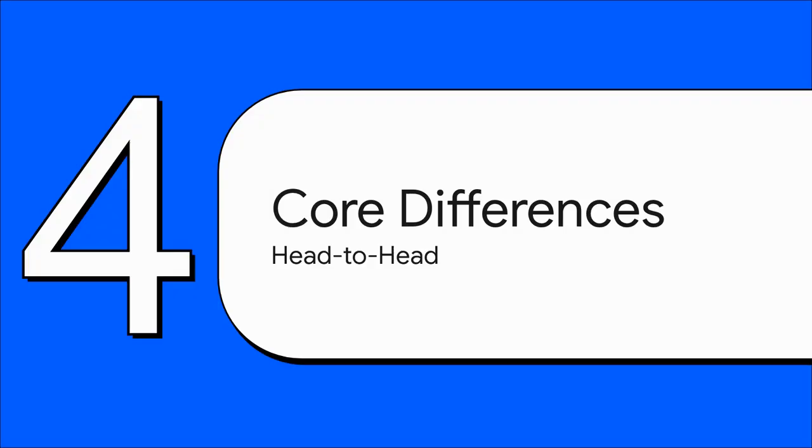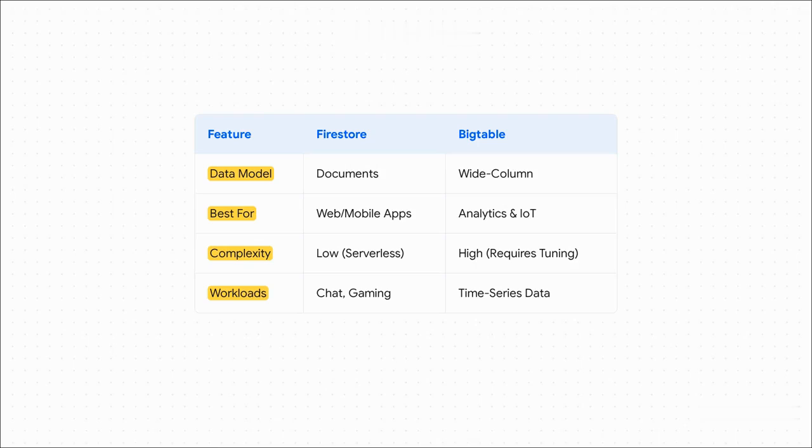Okay, so we've met our two contenders. We've seen where they shine. Now let's put them right next to each other and really break down what makes them so different under the hood. Honestly, you could think of this table as the cheat sheet for this whole explainer. It boils everything down. You've got the data model, documents and collections, versus a wide column structure. What are they best for? Mobile and web apps versus huge scale analytics.